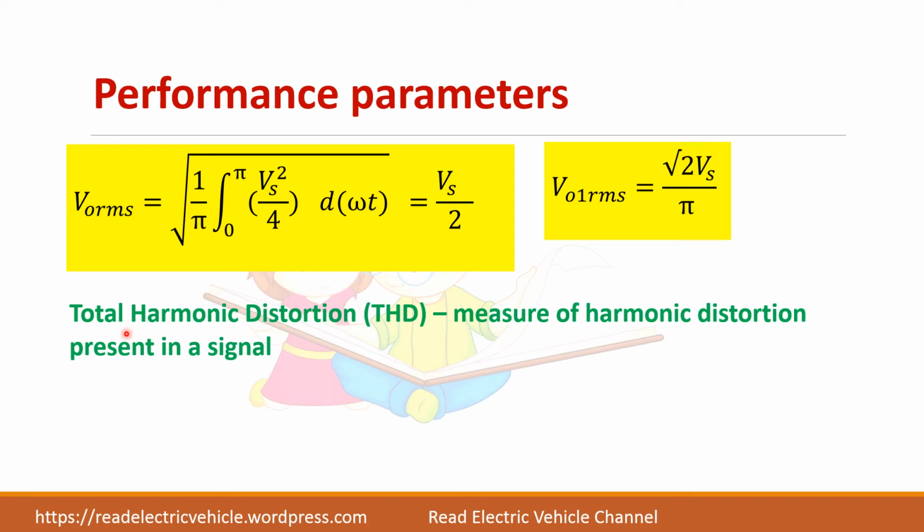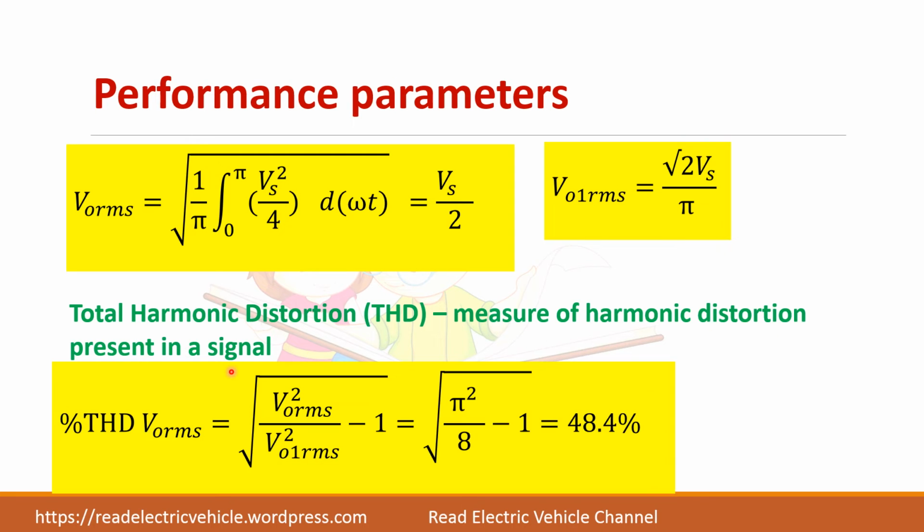Then let us see the total harmonic distortion of the waveform. So we want a sinusoidal waveform, but we get only a square waveform. So surely the THD of the waveform will be very high. So what is THD? It is the measure of harmonic distortion present in the signal. So THD is equal to the square root of Vrms square divided by fundamental component Vrms square minus 1. You can find you are getting some 48.4 something.